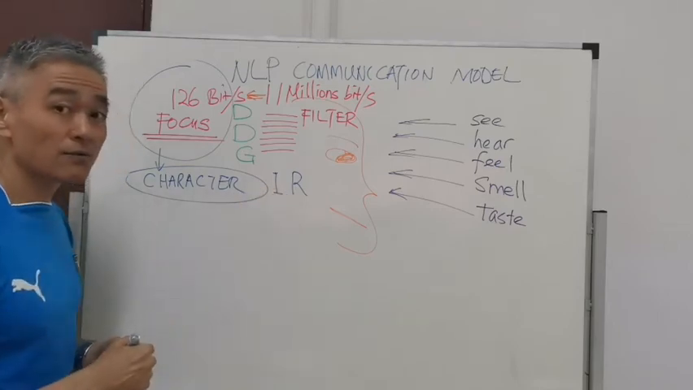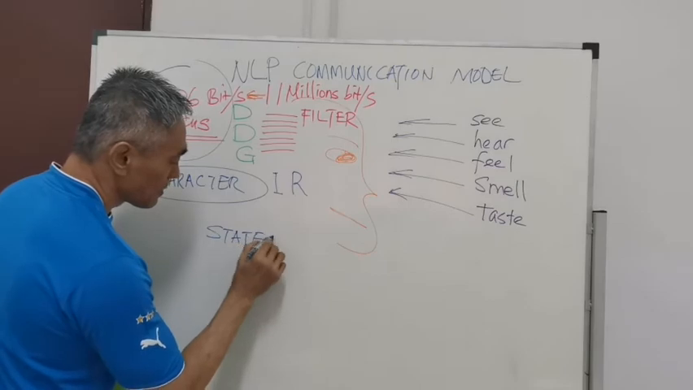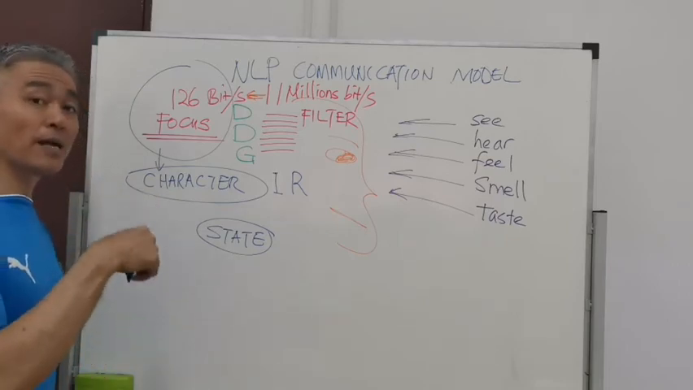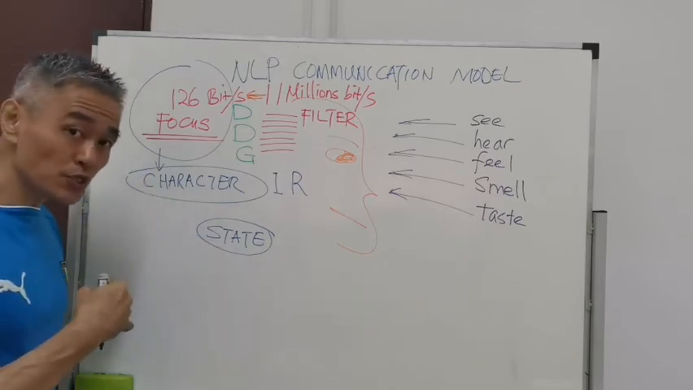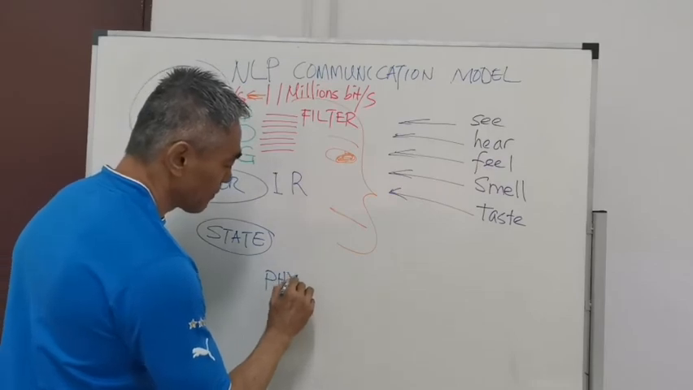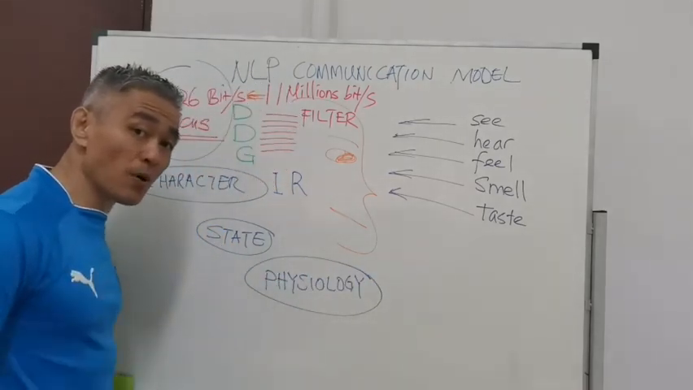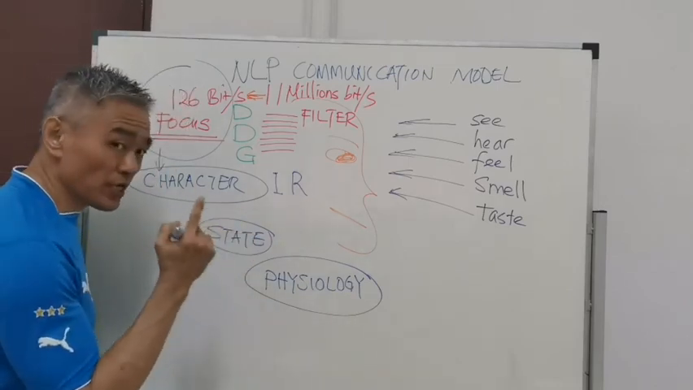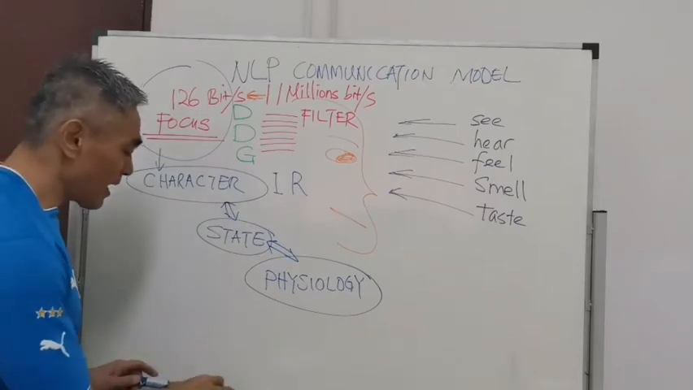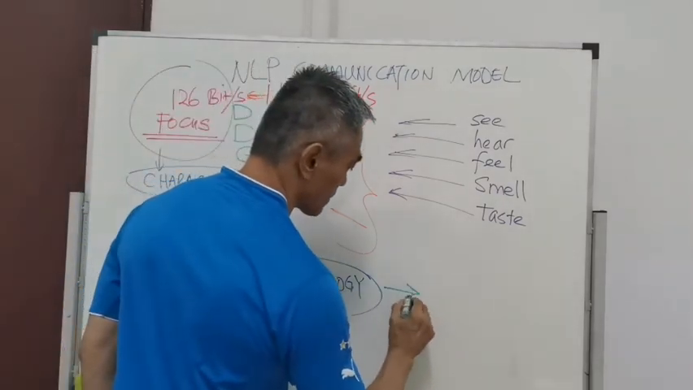And what does this IR do for us? Our IR determines our states. What is a state? A state is your emotion and thinking right now. How you think and your emotion right now is your state. At the same time, it determines our physiology, our body. All these three are interrelated and affect each other. And what is the end product of our internal representation, our states and our physiology? It produces our behavior.